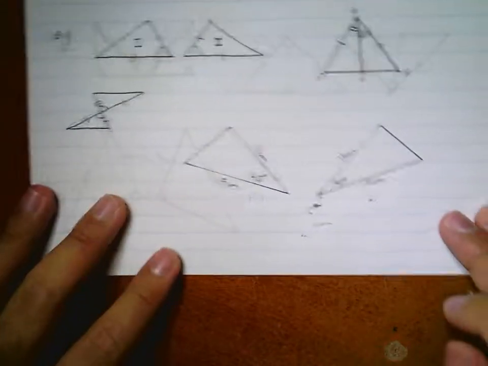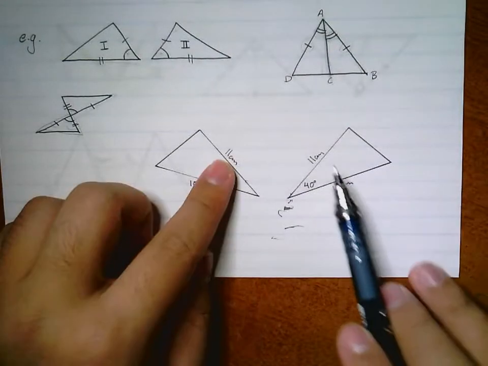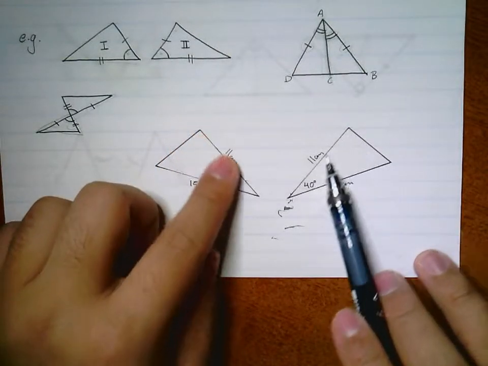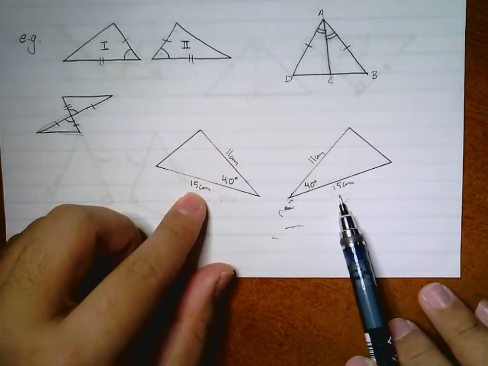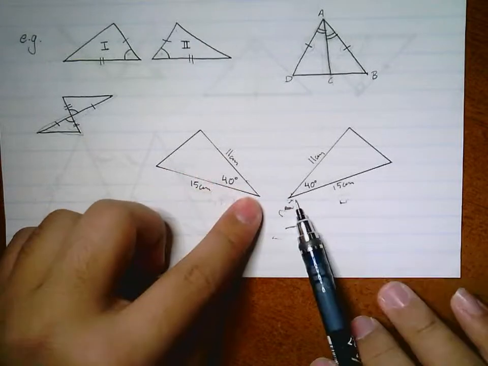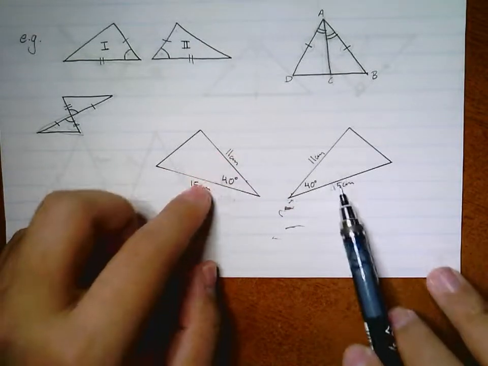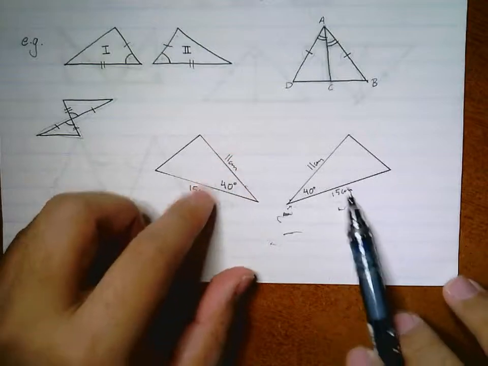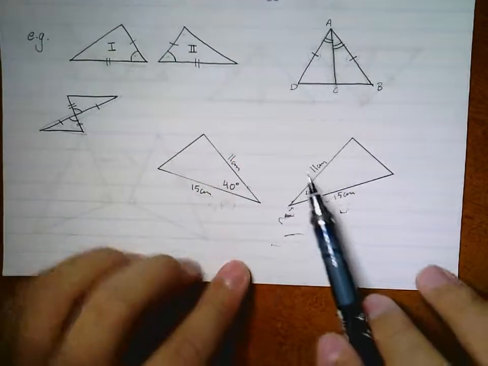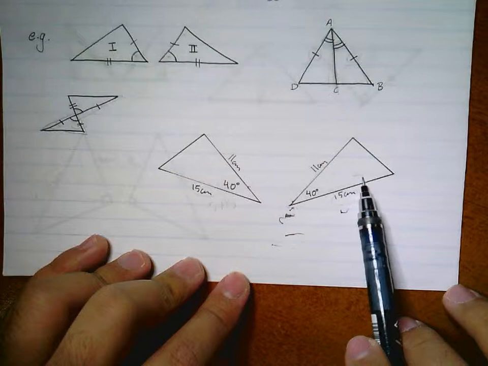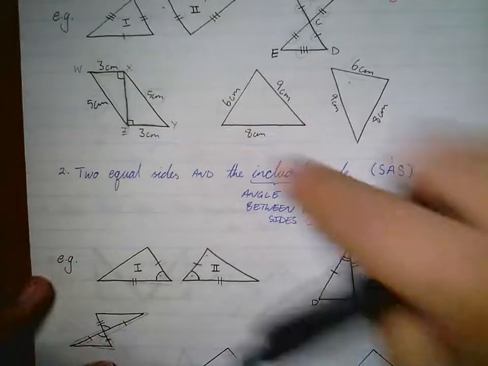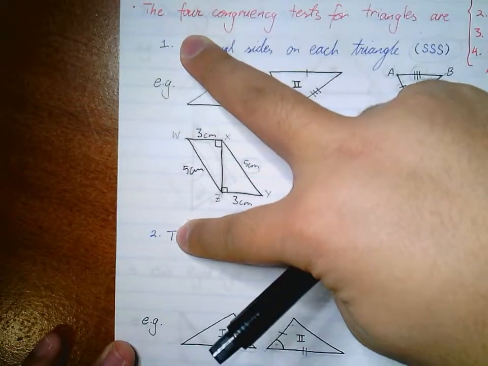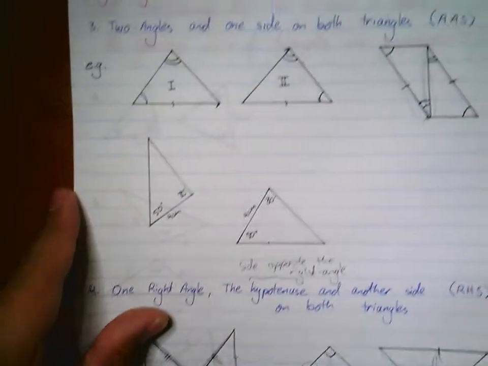And lastly, our last example here, we have two 11s, so they're on both triangles. We have two 15s on both triangles, and the 40 is in between both equal sides. So these two triangles are congruent because of side angle side. So these are the first two tests, 1 and 2. Let's move on and get to the third and the fourth.